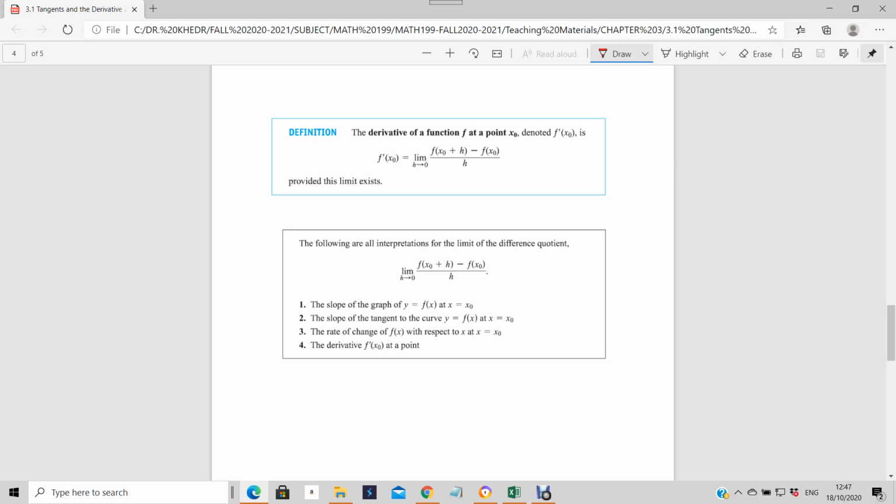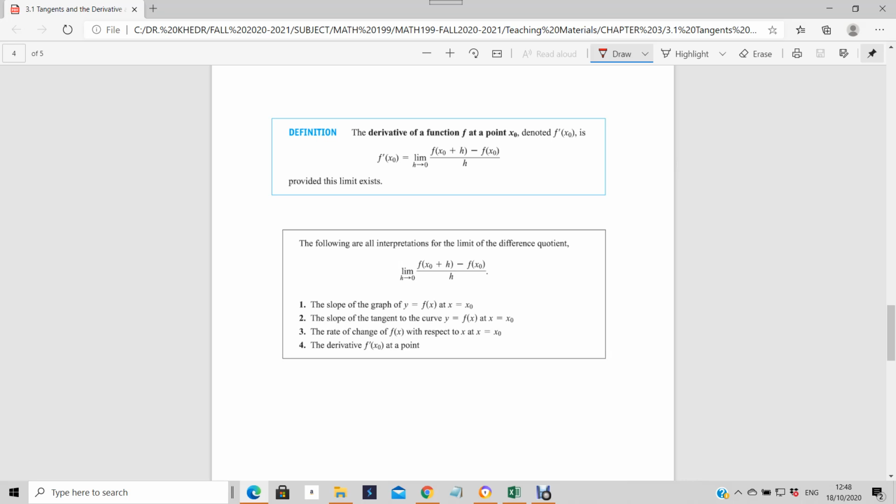Okay? So hence, this definition, which you see here, the limit of f of x0 plus h minus f of x0 divided by h as h goes to 0, we can call it either the slope of the graph of y equals f of x at x equals x0, or we can call it the slope of the tangent line to the curve y equals f of x at x equals x0, or we can call it the rate of change of f of x with respect to x at x equals x0, or number 4, the derivative f prime x0 at a point x equals x0.